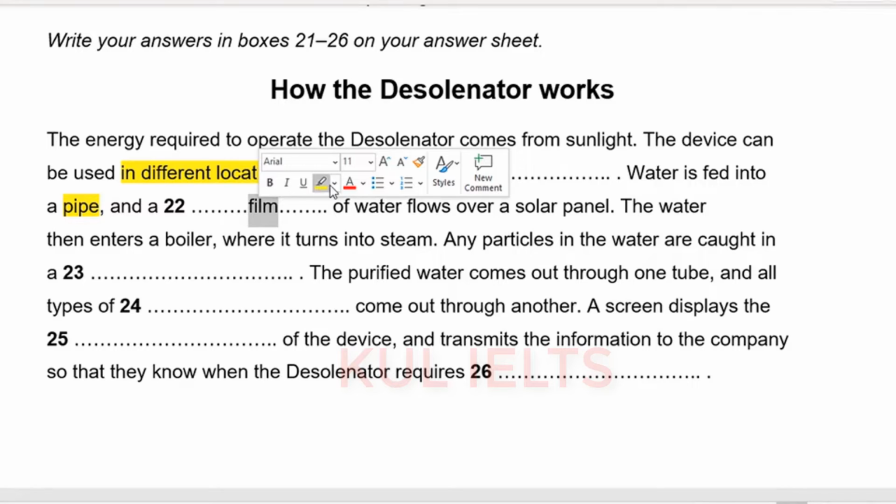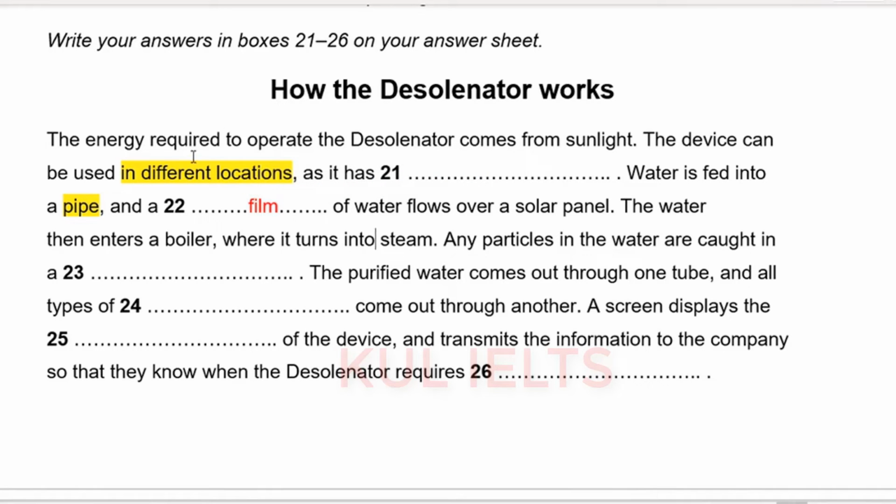A film of water. So let's go back and look. The device can be used in different locations. 99% of the time, these are in order that they appear in the text. I have seen it where inside one sentence, they change the order around. Inside a sentence, they'll have 2 answers from that sentence, and then they flip them around, and it's not in order. But the rest of them do come in order. So we're looking before pipe. And what do we see over here? As it has. We don't see any articles. So it's probably going to be a plural noun or an uncountable noun. The device can be used in different locations as it has.